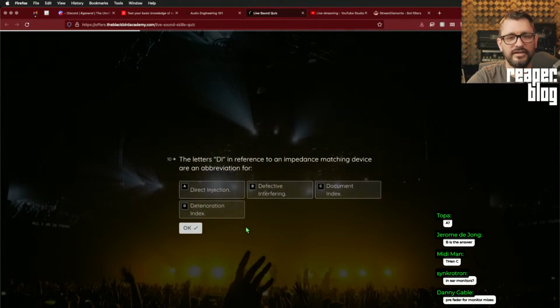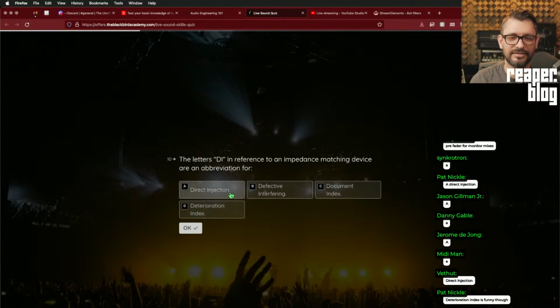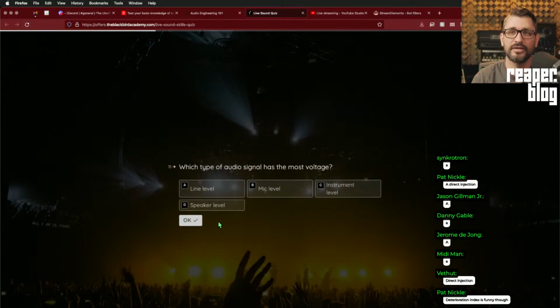The letters DI in reference to an impedance matching device are an abbreviation for direct injection, defective interfering, document index, deterioration index. Even if you're self-taught, you might know this one. Yeah, direct injection. Why do they call it that? That's what I would like to know. This one doesn't have an explanation after you answer each one. Direct injection, that's a DI box. That's what DI stands for in DI box.